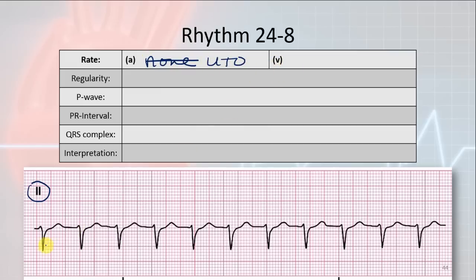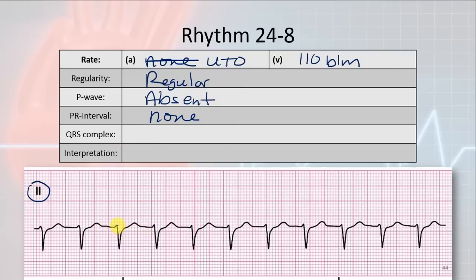Ventricular rate, I'm going to take as 1, 2, 3, 4, 5, 6, 7, 8, 9, 10, 11. So we're going to say that it's 110 beats per minute. Regularity, we're going to say is regular. P waves, I'm going to say at this level is going to be absent. PR interval, there can't be a PR interval if there is no P wave.